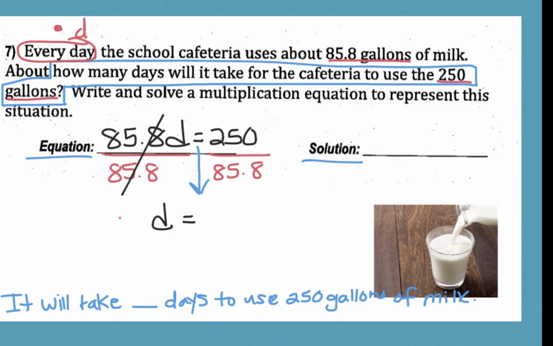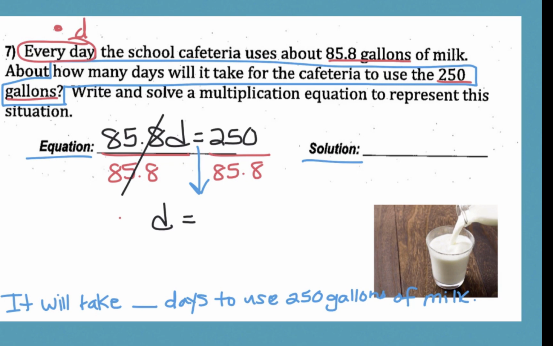So first of all, we were trying to figure out how many days it's going to take to use 250 gallons of milk. So I answered that and I said, it will take blank days to use 250 gallons of milk. I know that my unknown value above is going to refer to days, so I need to let a variable represent the number of days. Then I went line by line. It says every day, repeated addition. Well, I can write that as multiplication. Now days, how many days? That's what I'm trying to figure out. So I'm going to let D represent days.